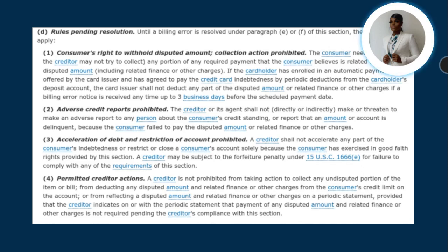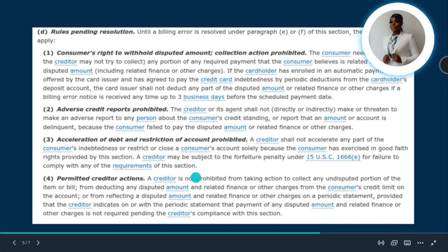So what is this section saying? So this section is saying that once you call into question a billing error and have notified the creditor of a billing error dispute, the creditor cannot at that point go and accelerate your indebtedness to say you owe more. They can't go and restrict or close your account just because you've called a billing error into question. So the law is clear on adverse action. They're not able to take any adverse action against you. And that's what number 3 is saying.